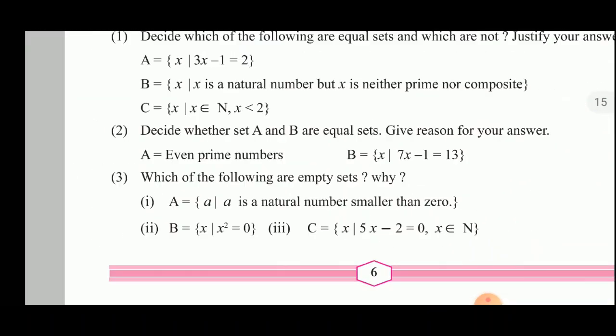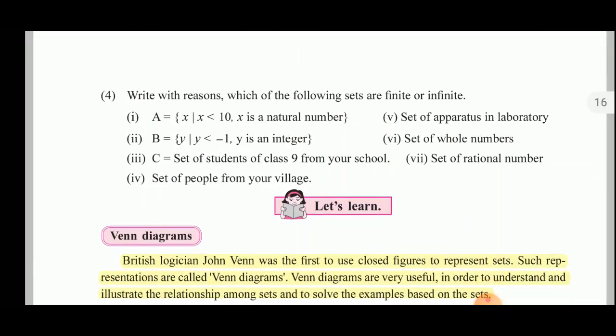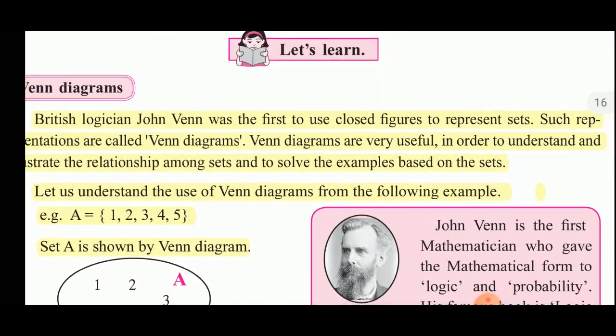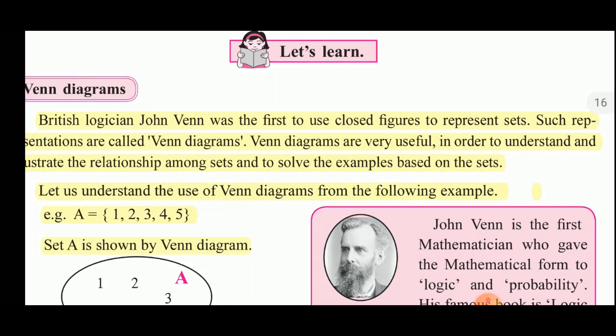Next we will see Venn diagrams. The British logician John Venn was the first to use closed figures to represent sets. Such representations are called Venn diagrams, after his name. Venn diagrams are very useful to understand and illustrate the relationship between sets and to solve examples based on them. Let us consider the use of Venn diagrams for the following examples.